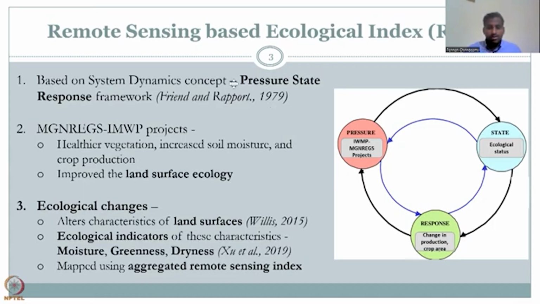These are theories, so we can use pretty old ones. And then we have the ecological indicators. These characteristics include moisture, greenness, and dryness, as per Zhou. But how you establish these indicators is also key, for which we'll be using remote sensing data. They are mapped using an aggregated remote sensing index. As I said, we will be using this index in the following part.